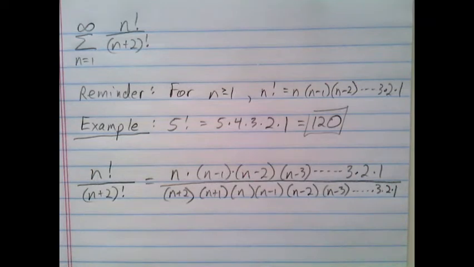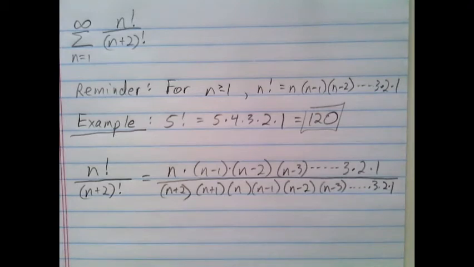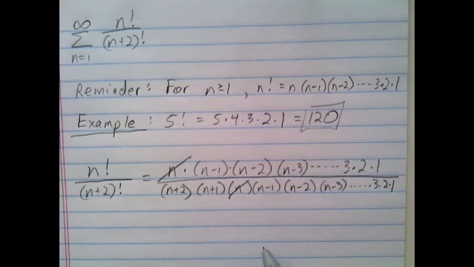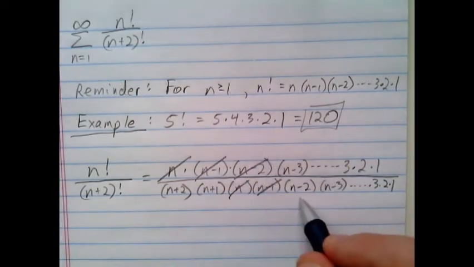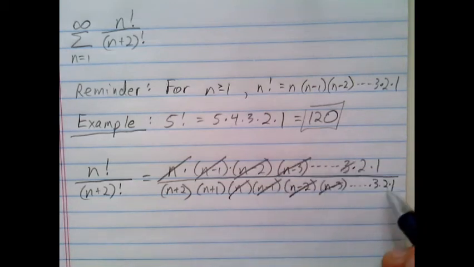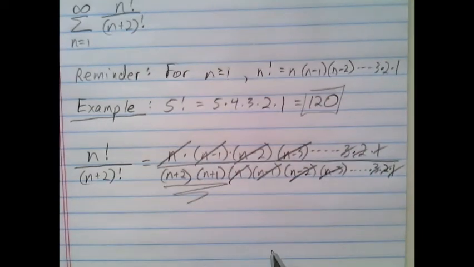Now at first, I know it seems like there's a whole lot going on here, but you might have already picked up on the fact that there's also a whole lot of canceling we can do. We can cancel that n with that n, and that n minus 1 with that n minus 1, and that n minus 2 with that n minus 2, and in fact everything's going to cancel all the way back to 1. The only stuff that doesn't cancel was right here, the factor of n plus 2 and the factor of n plus 1.